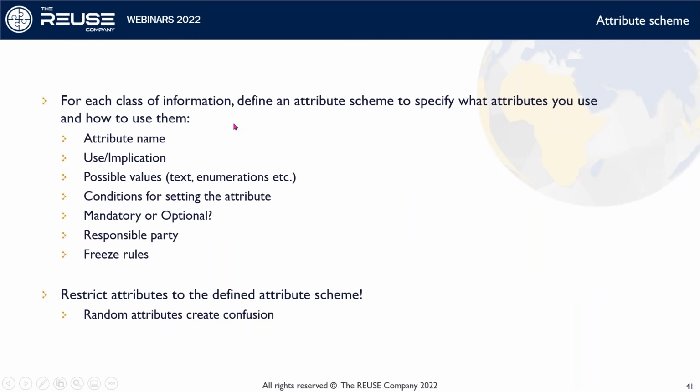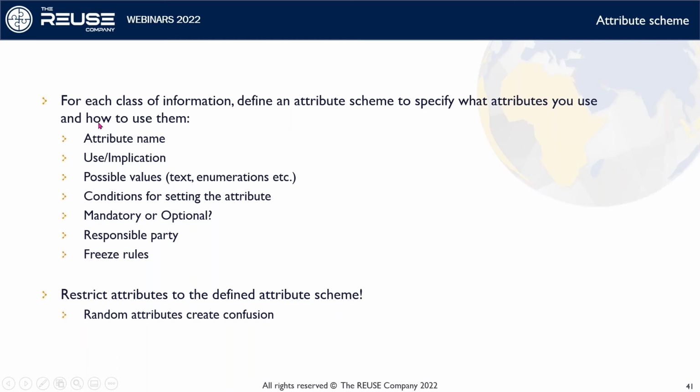And for each class of information, for example, a statement of work or a system requirement specification or whatever, we would need to define what are our attributes, what's the name of each attribute, how do we use it, what possible values could it have, is there any specific conditions, and so on and so forth. So we need to identify a number of rules for each requirement. If we let this all free, you could be sure that the creative engineers can figure out thousands of attributes for their own needs, and you would have random attribute sets and you would confuse everybody. So you need to restrict this.